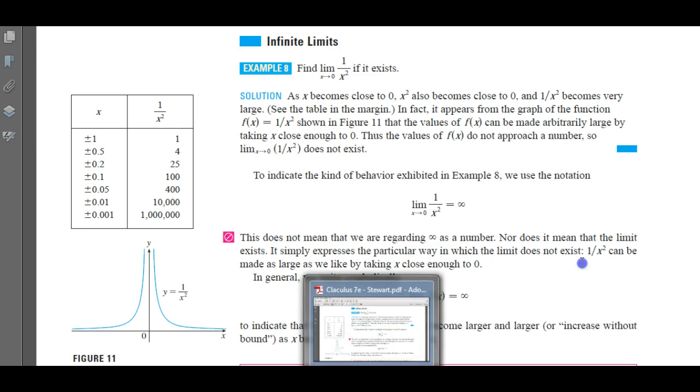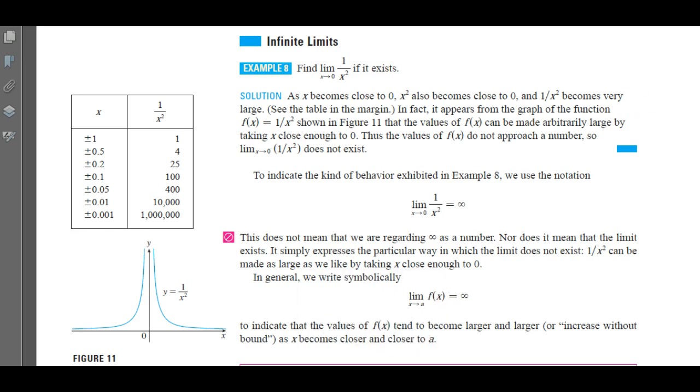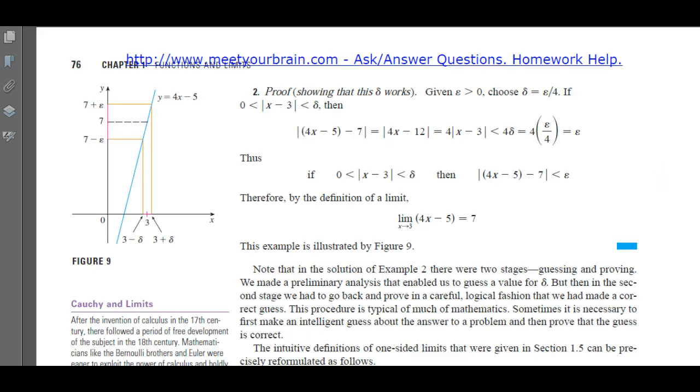Let's see if I can just move this a titch. No, I can't. All right, never mind.